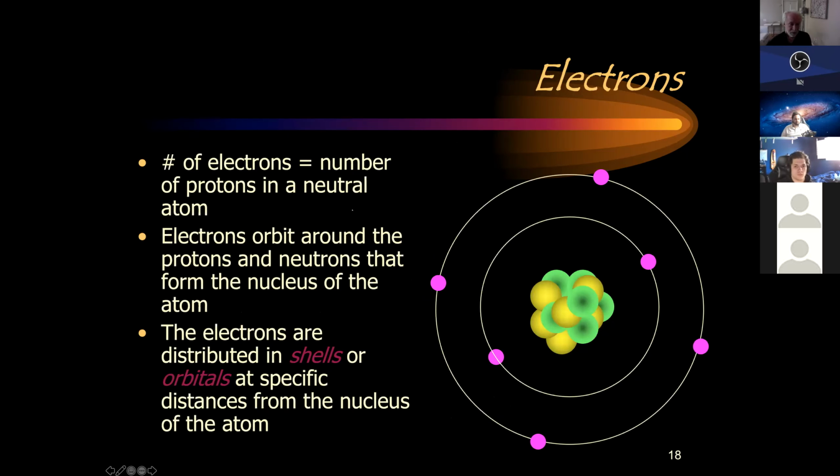Electrons: the number of electrons is equal to the number of protons in the atom. The electrons orbit around the nucleus, and they're distributed in shells, and the shell is determined by the two forces I mentioned earlier, the centrifugal force throwing them out and the electromagnetic attraction pulling them in. So they stay in their orbits, in their shells.